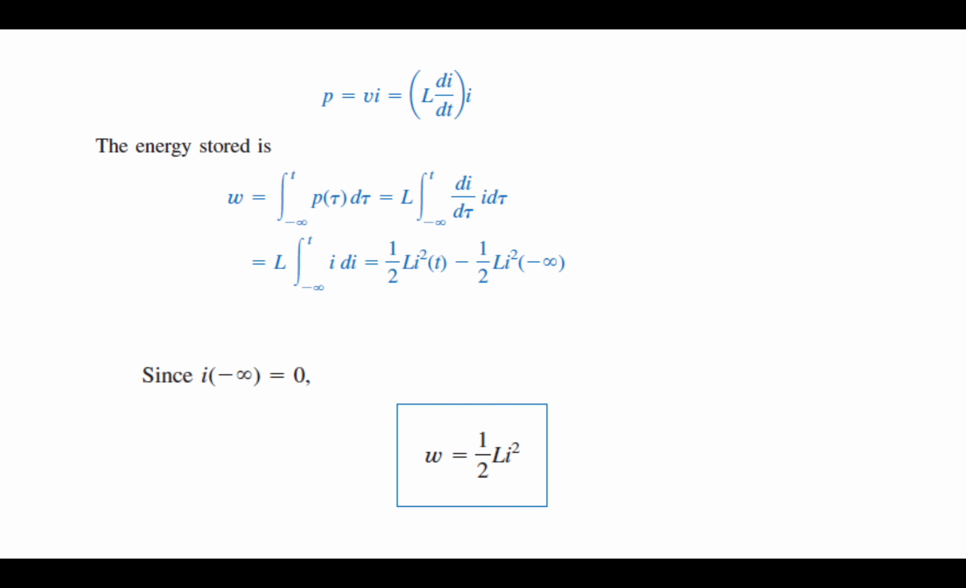And the energy stored in the inductor we can calculate using this equation. And here we assume that the initial current is 0. But do you remember the equation for capacitors? For capacitors it is one half times C times V squared. This is one half times L times I squared.